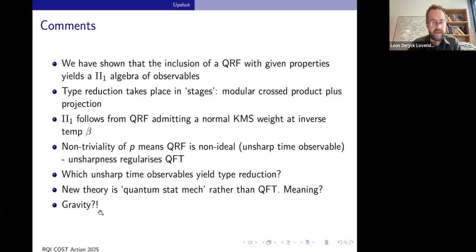And the final comment really is that we haven't said anything about gravity at any point. So we do have a curved space-time with a particular isometry group, but we're not saying that this is sourced by a mass or anything like this. There's no quantum gravity here. There's just a curvature. So there's a lot of talk about saying that gravity regularizes quantum field theory, but it's not clear in this framework that that's what's happening.